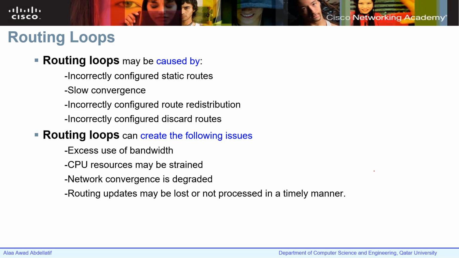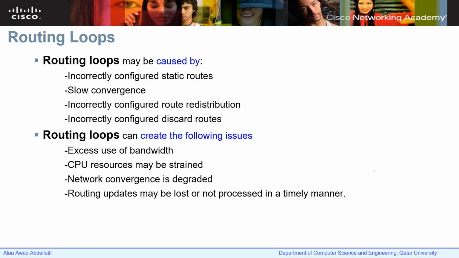The main reason for routing loops is slow convergence, but there may be other reasons like incorrectly configured static routes. For example, I may by mistake add 10.4 to the routing table of R3, and instead of making the number of hops 0, I make the number of hops 2.